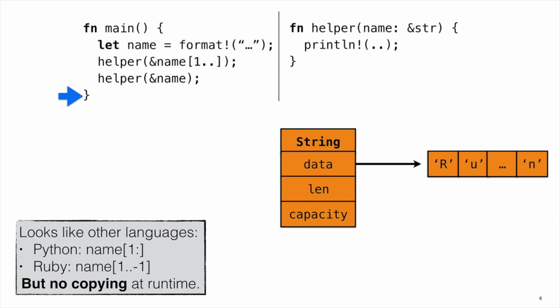Right. So this looks a lot like the syntax you might see in other languages. You see at the bottom, Python has similar syntax, and Ruby. But unlike those languages, we're not making a new string object and returning it. We're just having a kind of shared reference to a subset of the string's data.